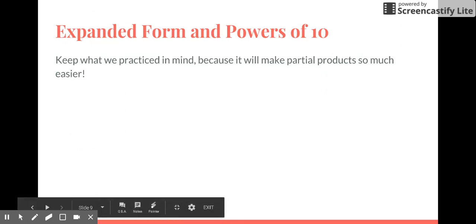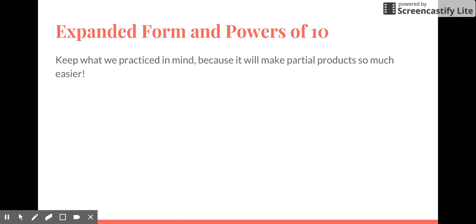Keep in mind what we practiced today with expanded form and powers of 10, because we're going to use it to solve partial products multiplication problems, and it's going to make everything much easier.